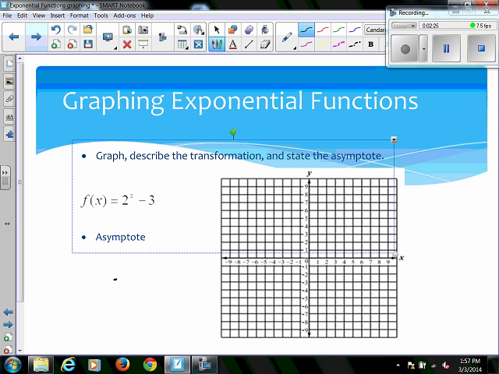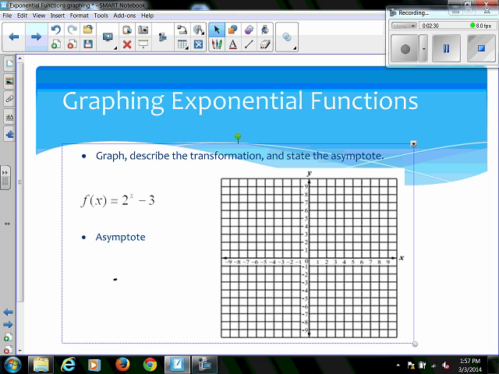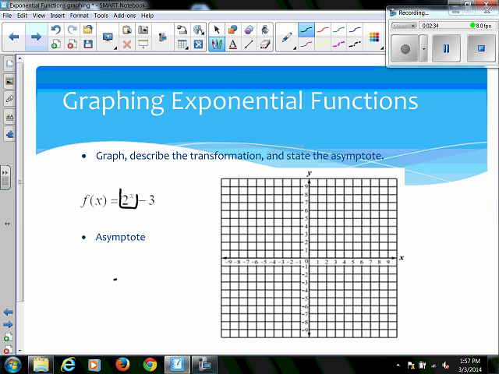Let's look here, we have f(x) = 2^x - 3. Let's just graph 2^x first. So I'm going to graph my 3 points, (0, 1). b is 2 here, so (1, 2), (-1, 1/2). So right now my asymptote is y = 0.